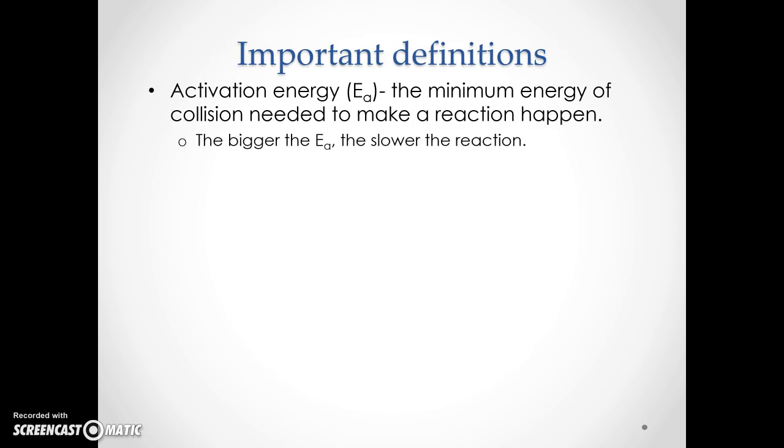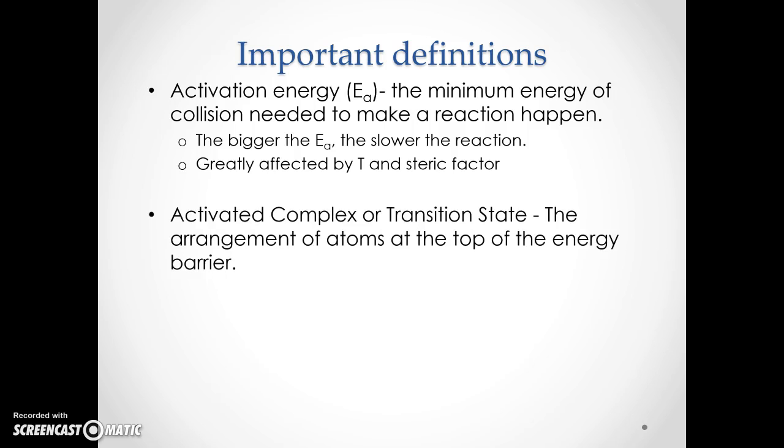The bigger the activation energy, the slower the reaction. The bigger the hill you have to climb to get the reaction started. It's greatly affected by the temperature and the steric factor. The more important the steric factor is, probably the higher the activation energy is going to be.